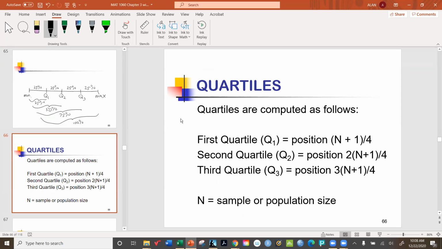Okay, so in other words, no matter how much data we actually have, let's say, for example, we have the number, oh, wait a minute. I got some messages here.